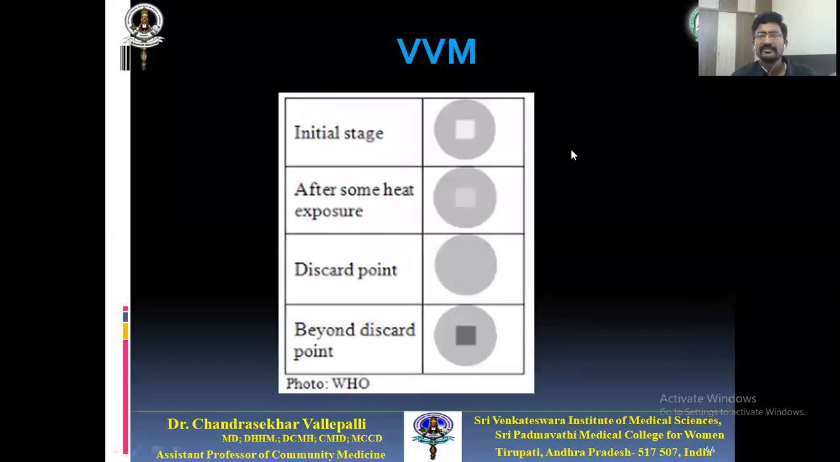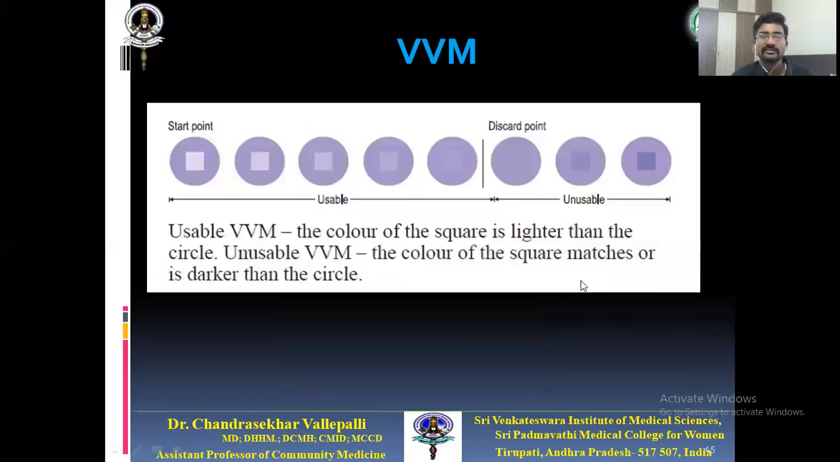So again, in brief, the initial stage is a thermochromic, that is, heat sensitive label. After some heat exposure, it will darken to match the outer circle. So the discard point is at stage 3, and this is called the beyond discard point, where it is darker than the outer circle.